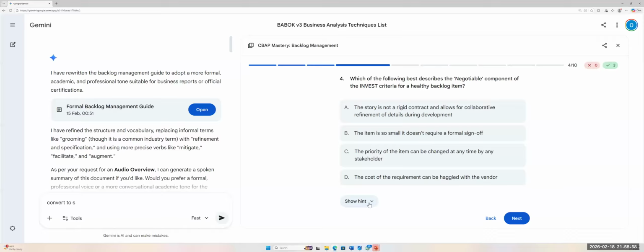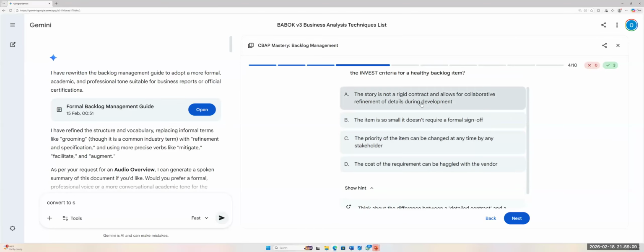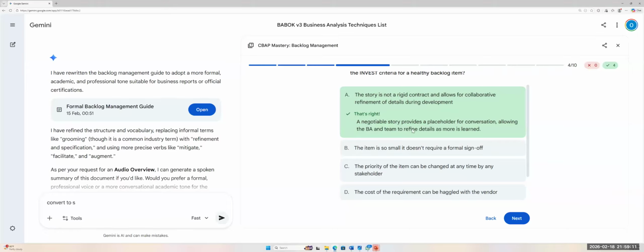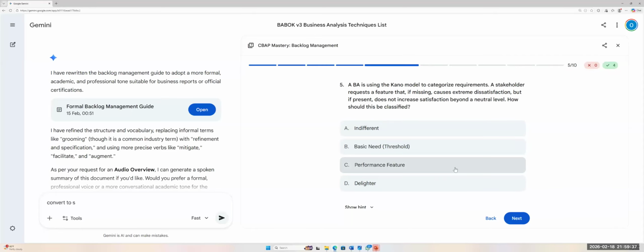Is it AI to the rescue or Google to the rescue? Okay, let me show some hints. Think about the difference between a detailed contract and a placeholder for conversation. All right. So negotiable just means that whenever there's a user story that goes into the backlog, it's not rigid. It's not a rigid contract. It's subject to change. We can refine it, all right? But maybe what puts some people off was the development.